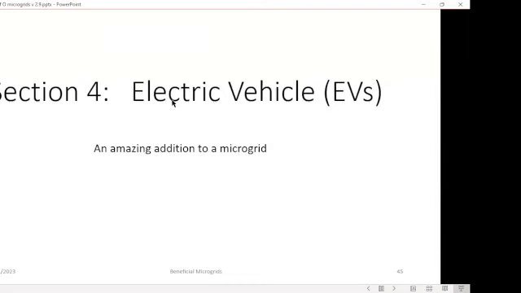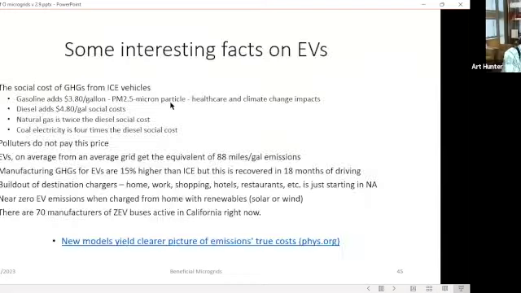Electric vehicles. Well, these are really quite amazing things. I do want to kick in some facts here, because there's a social cost due to greenhouse gases from internal combustion engines. And I got this from physics.org, which is quite a reliable website. But their studies are showing that gasoline particles at the micron level, particle size of 2.5 micron, adds healthcare and other climate change impacts.